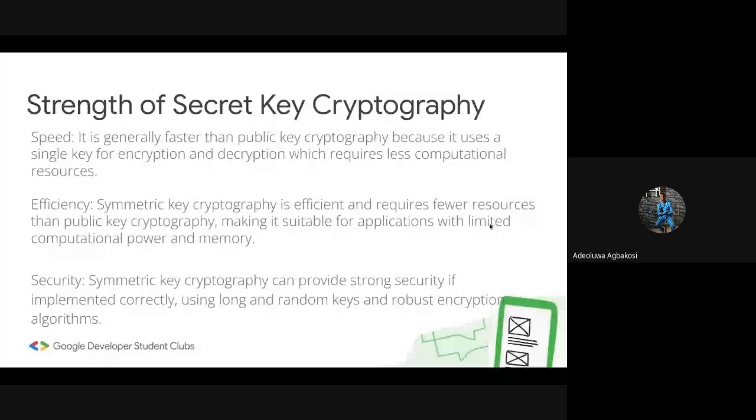Now, the strengths of secret key cryptography. Now, secret key cryptography is the fastest, I should tell you. It's faster than public key cryptography because it's using a single key to encrypt and decrypt data. So all you need is one key. Now, using one key means you need less computational resources. Now, less computational resources means it runs faster. Now, efficiency. Secret key cryptography is efficient because it requires fewer resources than public key cryptography. This makes it suitable for applications with limited computational power and limited memory.